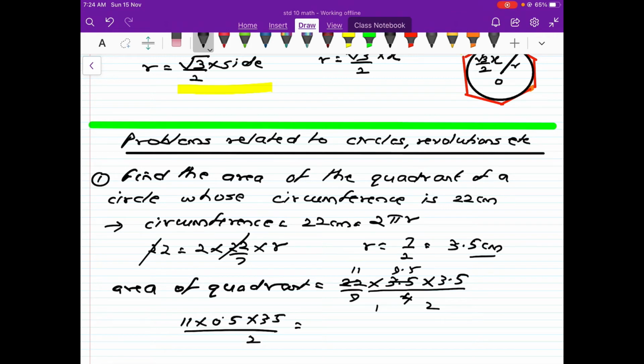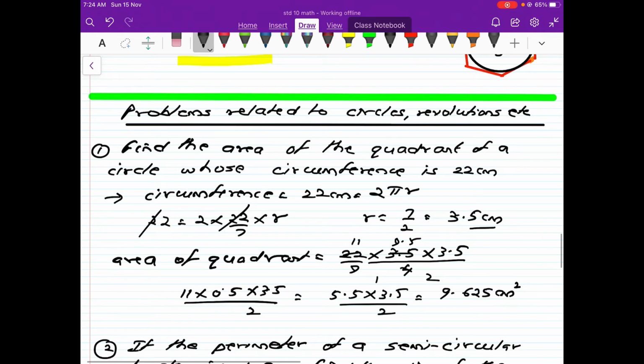So when we simplify this, we are getting 11 into 0.5, which is nothing but 5.5 into 3.5 upon 2. So the final answer which we are getting is 9.625 centimeters square. So we will say the area of the quadrant is 9.625 centimeters square.